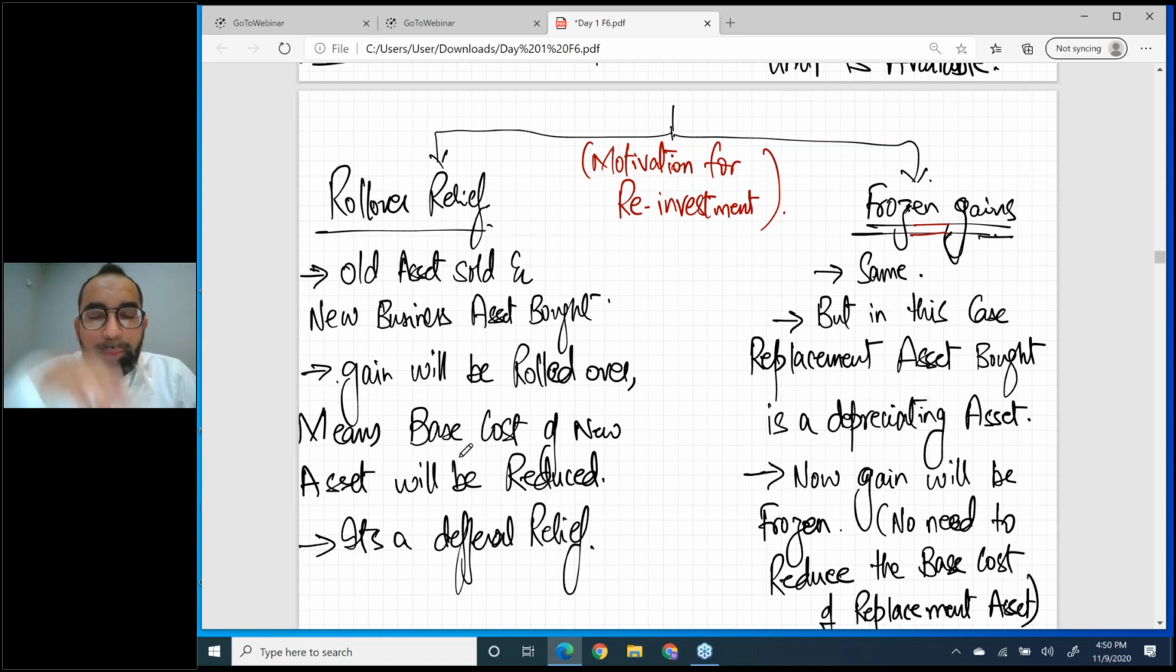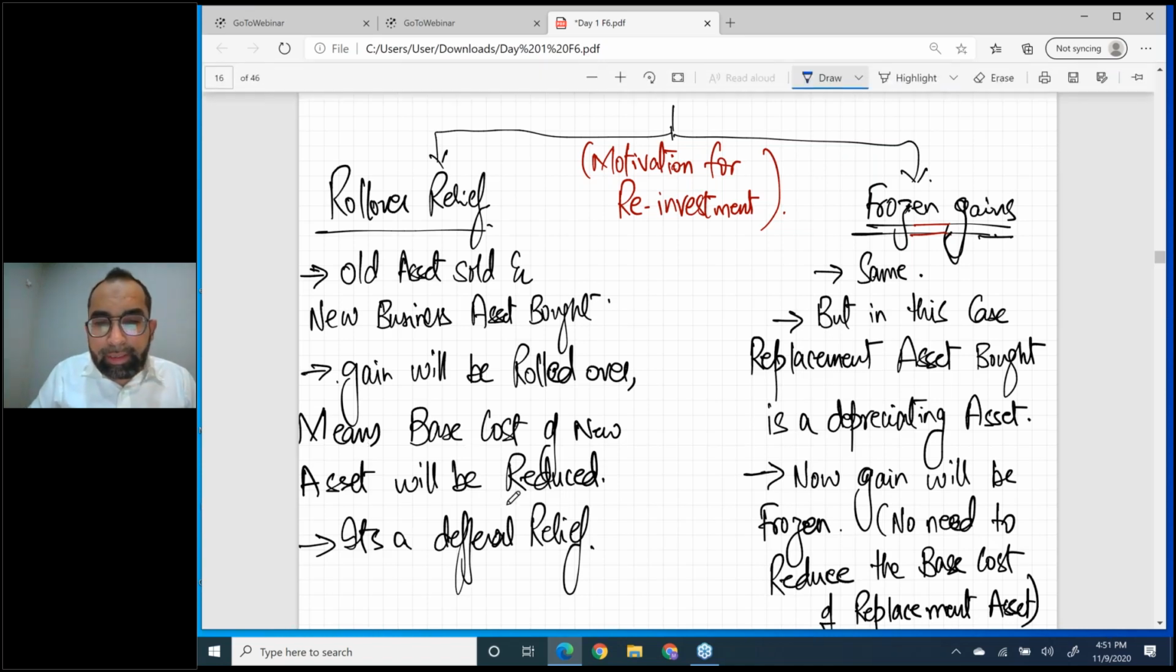Now, sir, next question. When do we apply rollover relief and when do we apply frozen gains? Always look at the replacement asset. If the replacement asset is a non-depreciating asset, then you have to do the rollover working. And if the replacement asset is a depreciating asset, then you have to go for frozen gains, you have to freeze the gains.